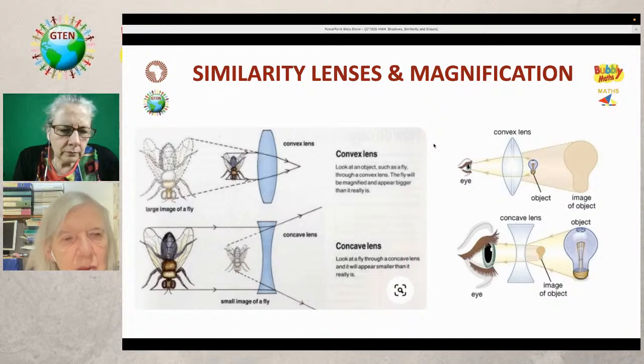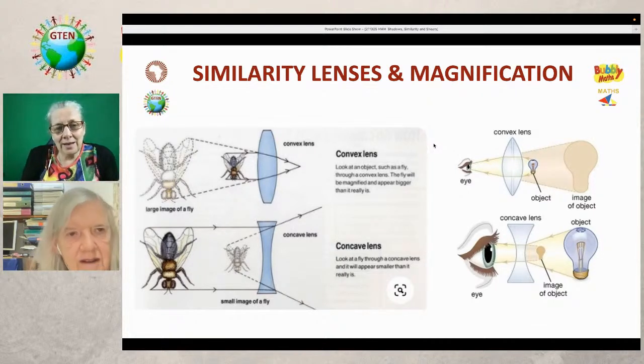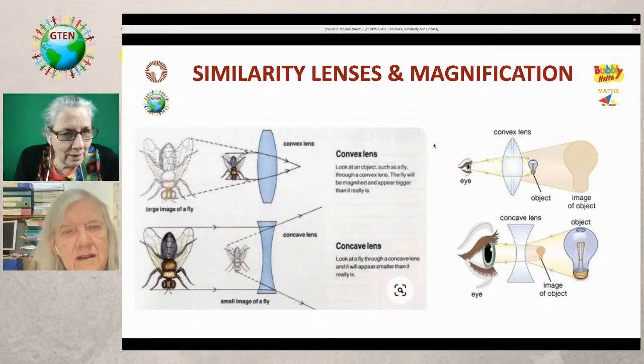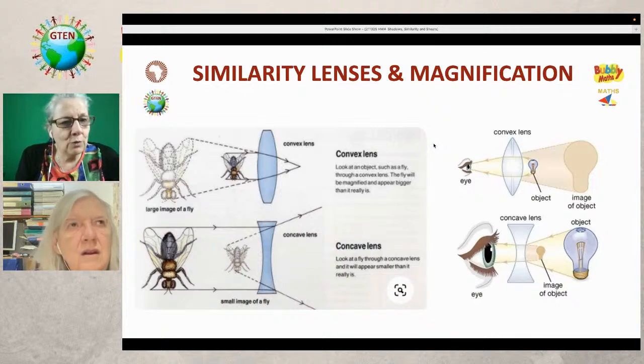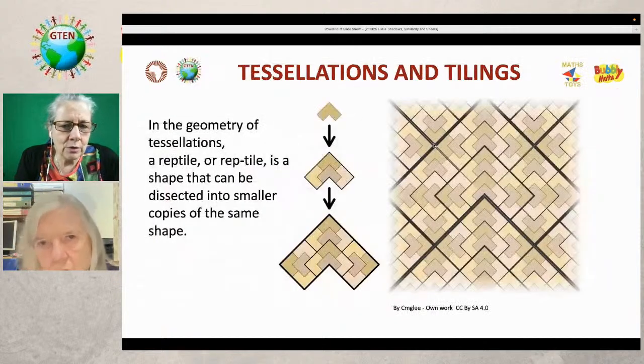So this is the way lenses work, but in every case, you get similarity. Oh, okay, so that's the connection. They are similar. Yes. So the perception's different. We perceive them to be larger or smaller, but they are similar. So they're still the same shape, and they're not distorted.